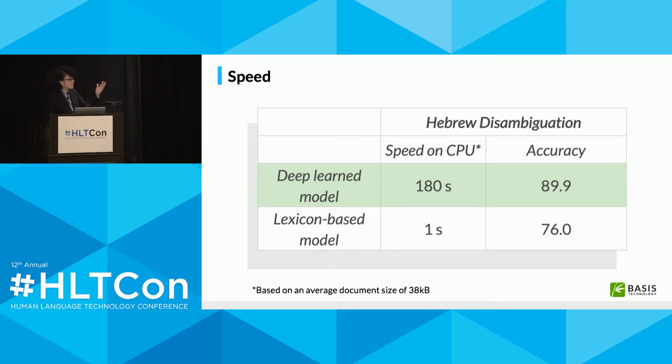And again, a deep learned model compared to a more dictionary-based one. And this is a little bit extreme. Again, these are fairly experimental results. But you can see that the speed delta is huge, and arguably, at least in the use case that we were working with, way outweighed the accuracy delta.